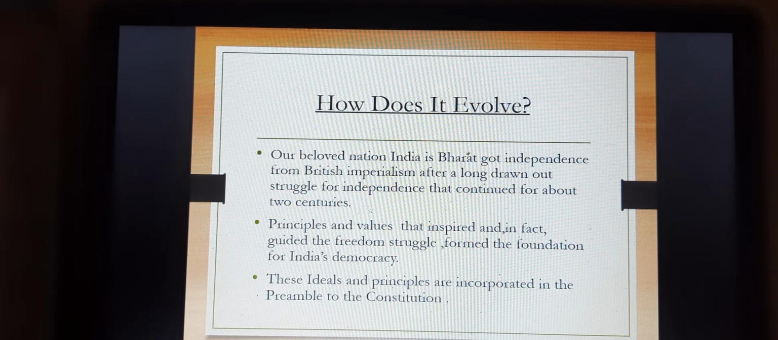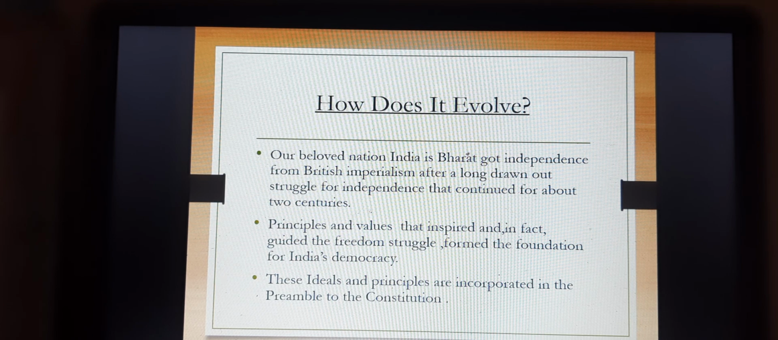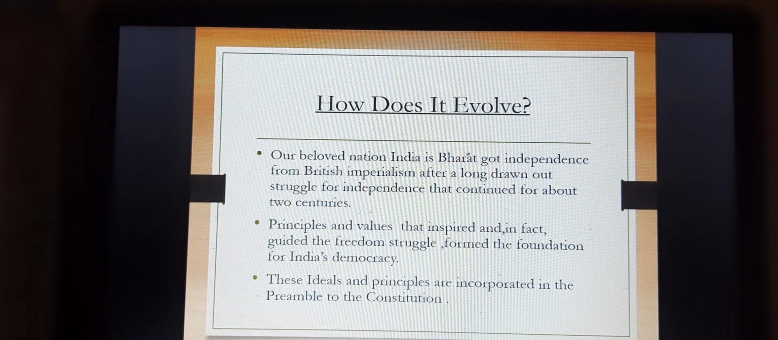Our beloved nation, India, that is Bharat, got independence from British imperialism on 15th August 1947 after a long drawn-out struggle for independence that continued for about two centuries. That means 200 years we were under British rule. Before that also, we were for 500 years under the Mughal era, and this was a colonial period of 200 years, and before that the Mughal era.